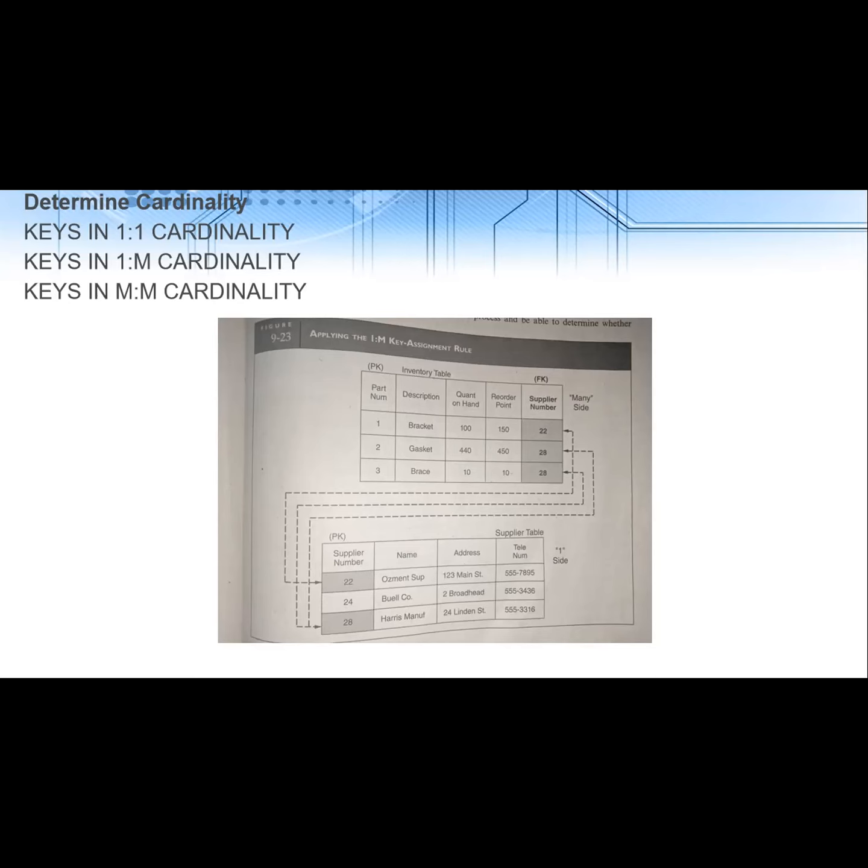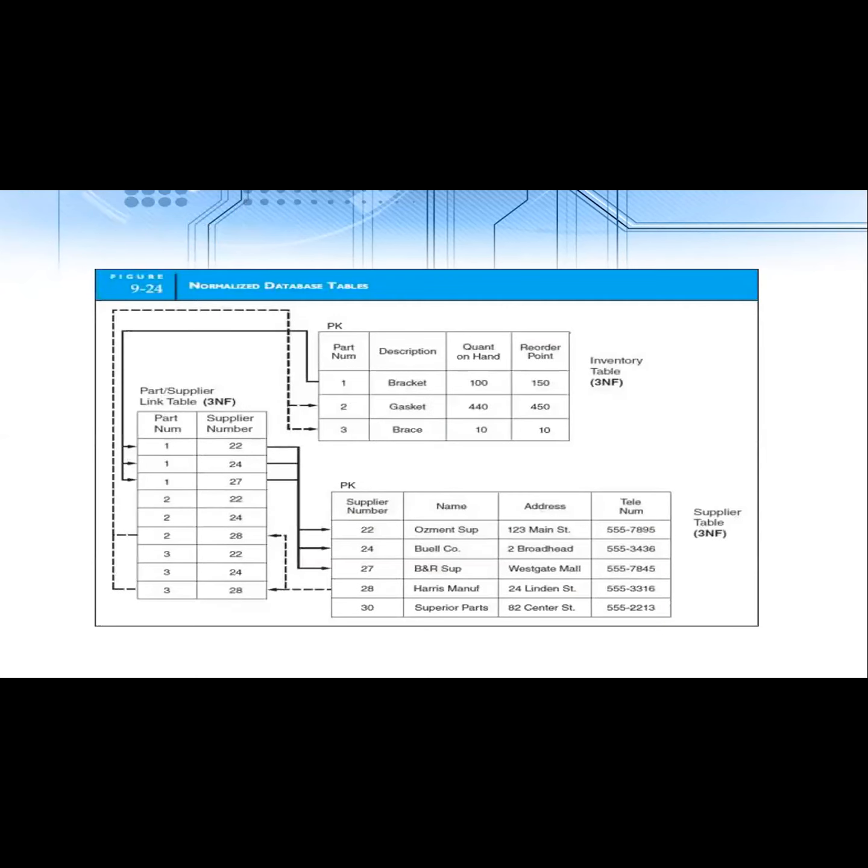Keys in M-to-M cardinality. An M-to-M relationship is presented in figure 9-24, which is based on the inventory status report shown in figure 9-14. In this situation, the business rule specified that each vendor supplies the firm with many inventory items, and each item may be supplied by many different vendors.